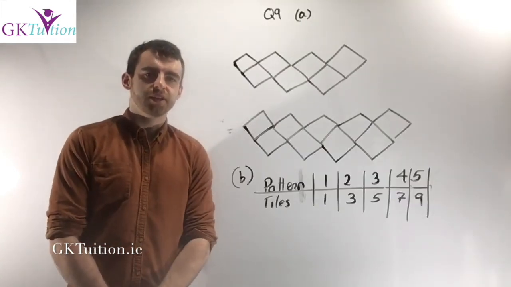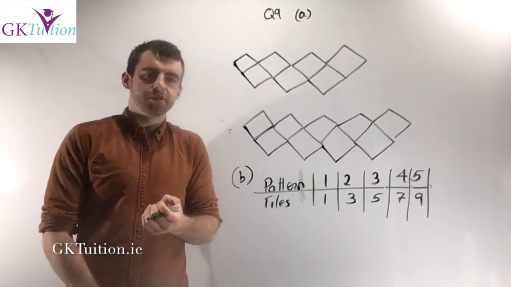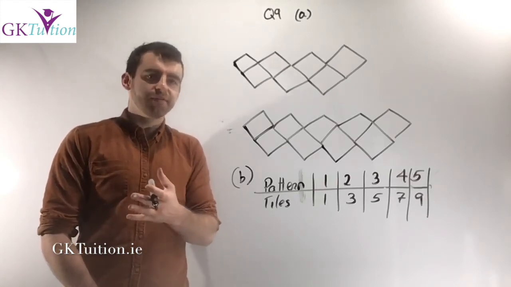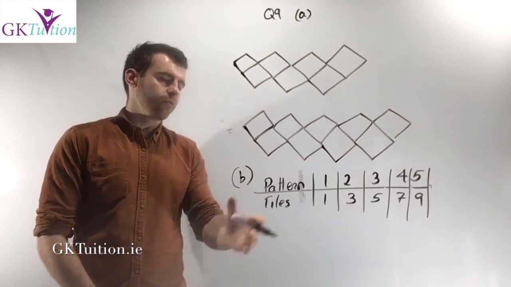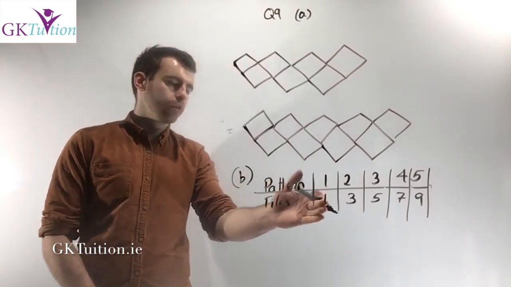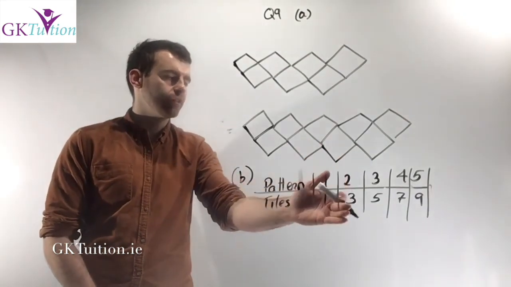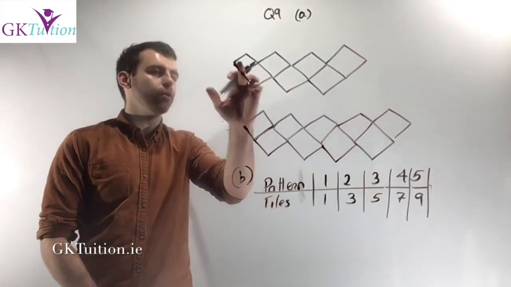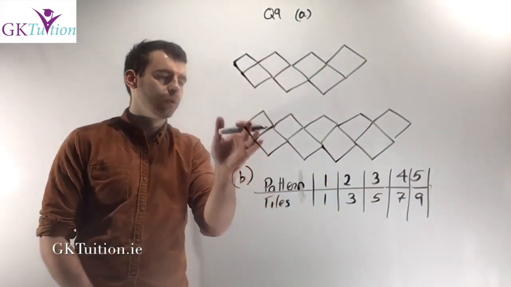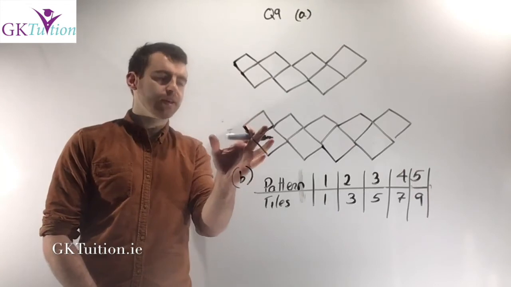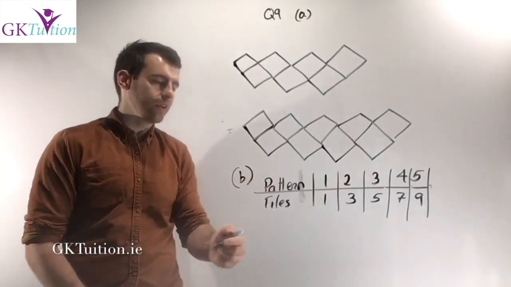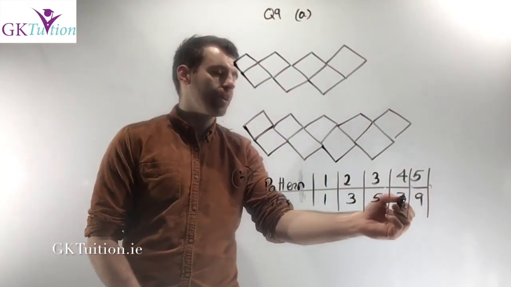Now in the last question on this test, you were given the first 3 stages of a pattern and asked to fill in the next 2 stages. The first stage had 1 tile, the second stage had 3, the third one is 5, the fourth one will have 7, and the fifth one will have 9. So that's what you needed for part A, and for part B you had to fill in the pattern as 1, 3, 5, 7, 9.